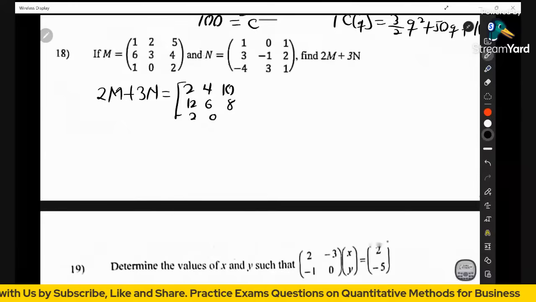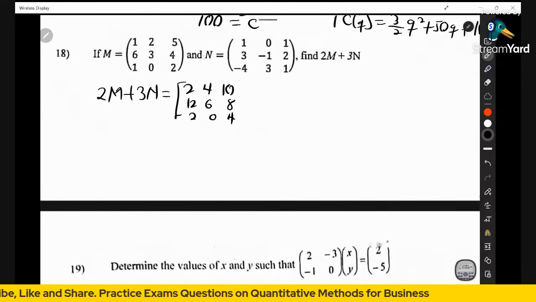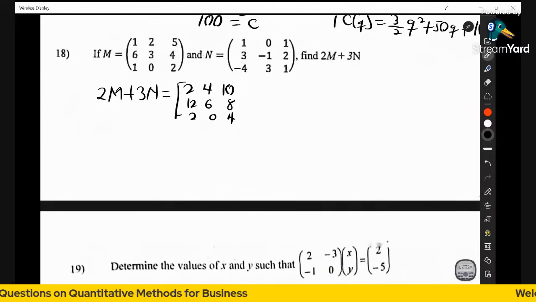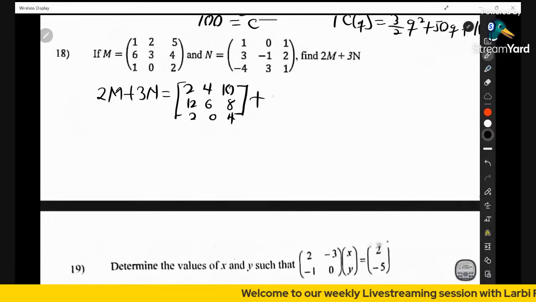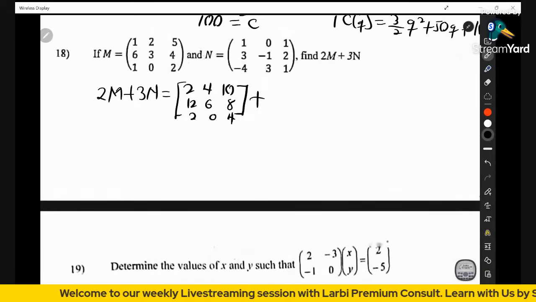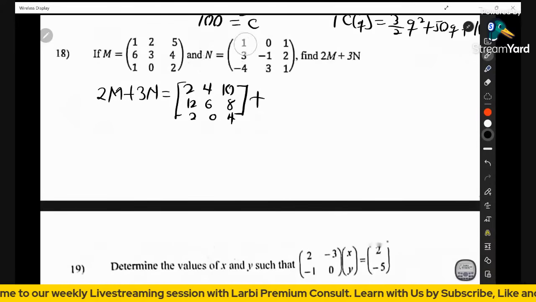Okay. Here we are getting 2. Here we are getting 0. Here we are getting 4. Okay. All right. So once you're able to get that, then we can also deal with the 3N, multiplying the matrix N. So the same thing, 3 multiply 1 in that order.